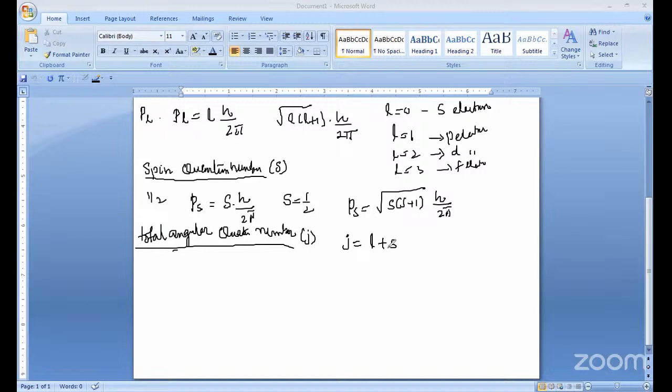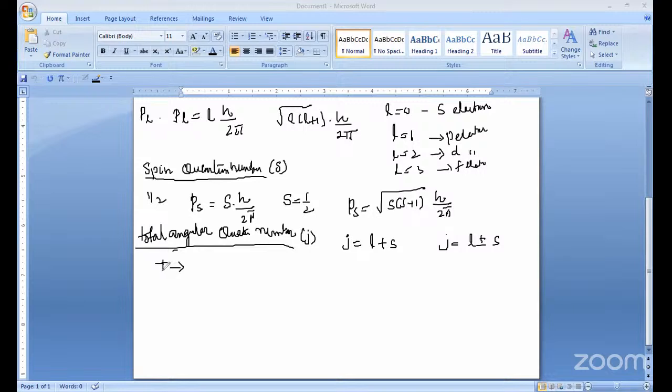And the value of J is naturally half integer, since one of its components S is equal to half. So its value is usually expressed as J is equal to L plus or minus S. The plus sign we get whenever S is parallel to the L vector, and the minus sign we get whenever it is anti-parallel. That is the reason why we express J is equal to L plus or minus S.